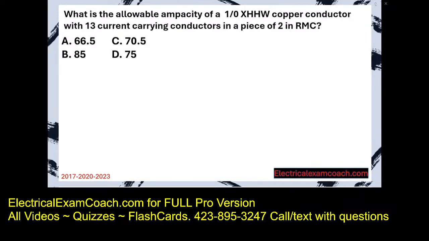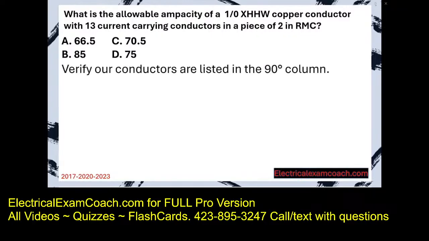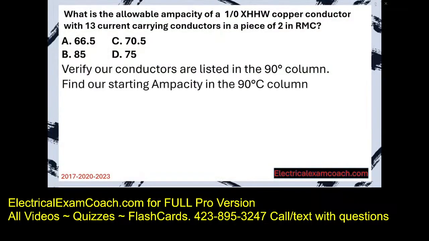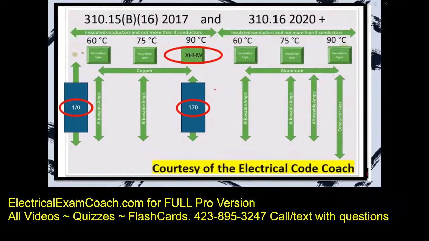What is the allowable ampacity of a 1-aught XHHW copper conductor with 13 current carrying conductors in a piece of 2-inch RMC? Step 1, we're going to verify that our conductors are listed in the 90° C column. When we head there, we find that XHHW is listed, so we're going to find our starting ampacity. We head to our primary ampacity table. We're on the copper side.